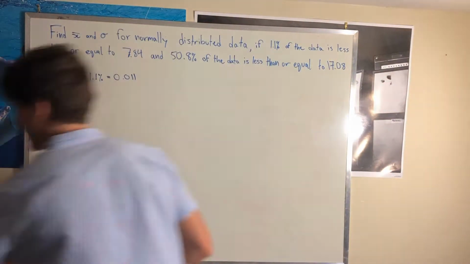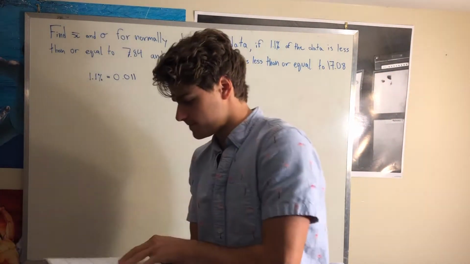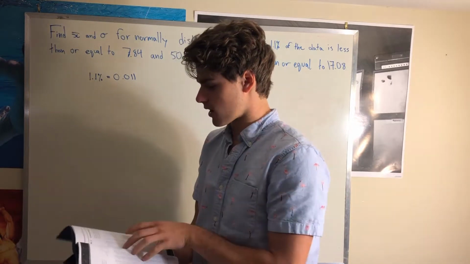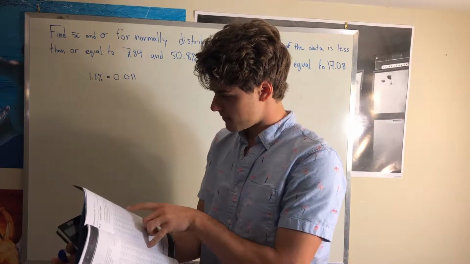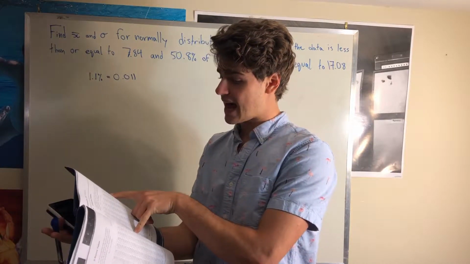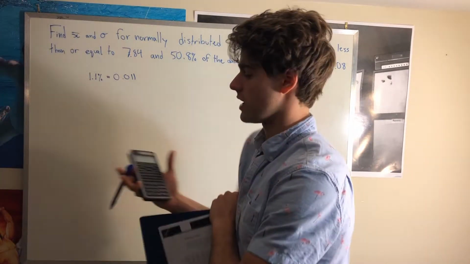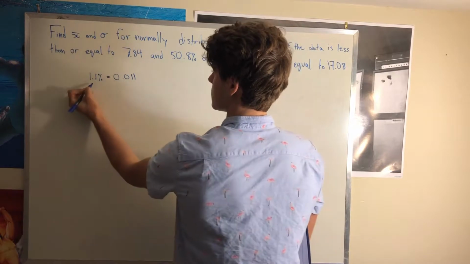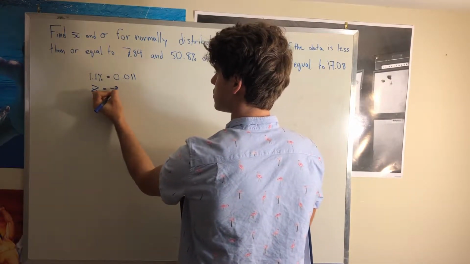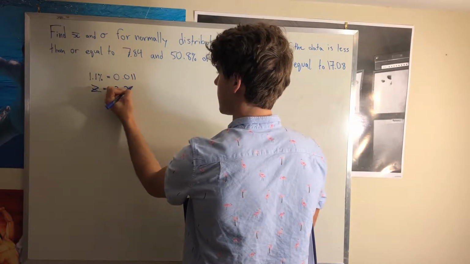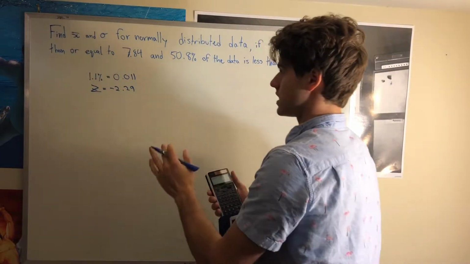Now, I'm going to take a look at my z-score table and look for the value 0.011, okay? So I find 0.011 at negative 2.29, okay? So z equals negative 2.29. Okay, good. I have that.